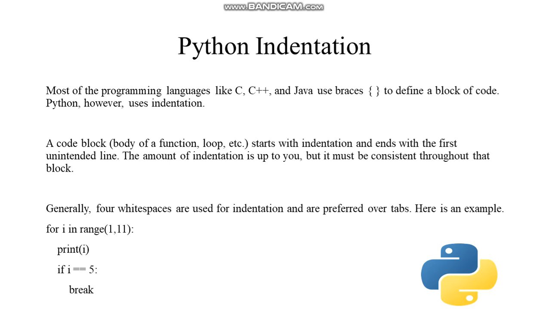Here is an example. For example, I am taking a for loop. For i in range 1, 11, you have to write colon after the for loop. You can see that I'm giving a tab and then I'm writing print i. That means I'm doing indentation. There is no curly bracket concept in Python.